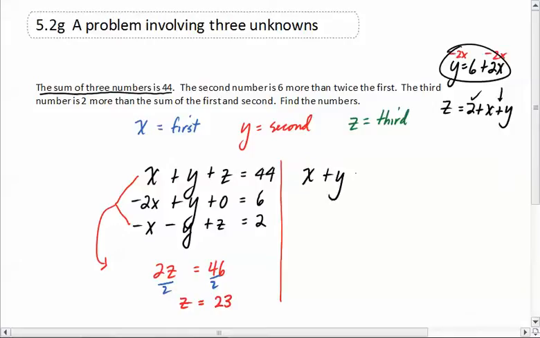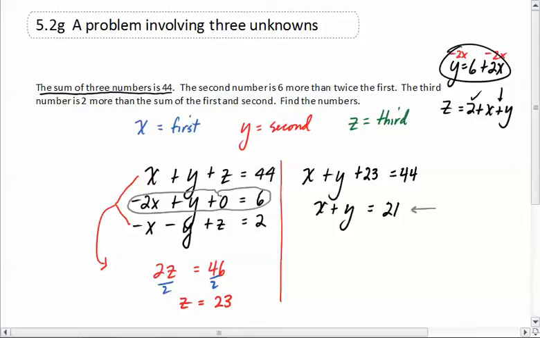Plus y plus 23 is equal to 44. And I have x plus y is equal to 21. Now, you notice that this equation over here didn't have a z, and now this equation right here, I found it to be x plus y equals 21. I don't have a z, so I'm going to stack those two on top of each other. Minus 2x plus y is equal to 6.